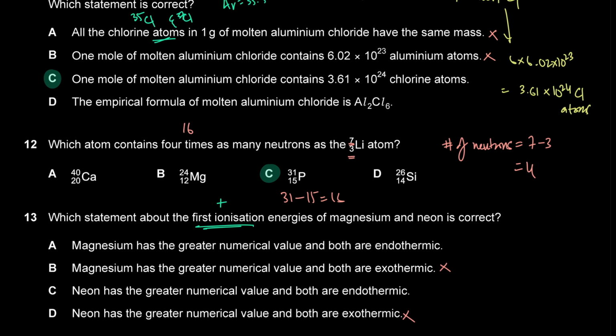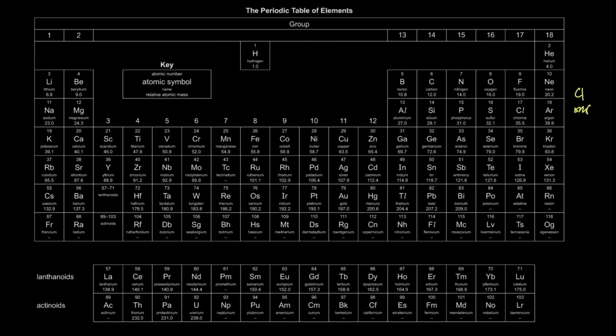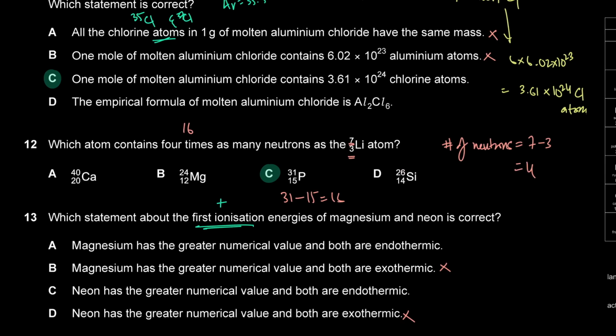And as far as the greater value is concerned, looking at the periodic table, we can see that neon is in period 2, right? The ionization energies increase across the period. They increase across the period. And then if we go to the next period, we've increased the number of shells. So there is a sharp decrease from neon to sodium. And then magnesium is slightly higher than sodium, okay, but it'll be much lower than neon.